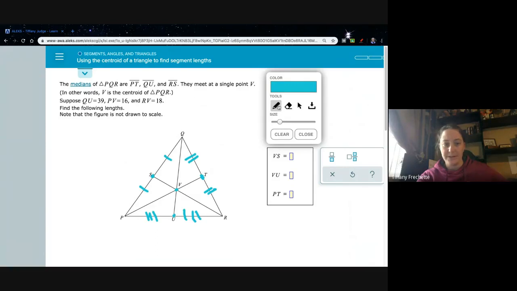Okay, so let's go ahead and fill this in with other information. I'll make this a little smaller because writing numbers is a little hard with the bigger marker. All right, so QU, the whole length here, is 39. PV, this length here, is 16. And RV, coming here, is 18.